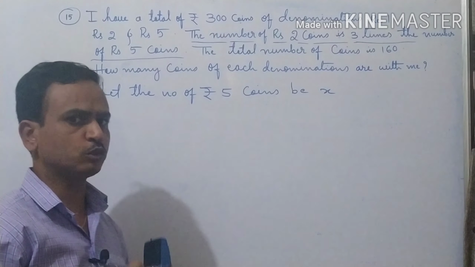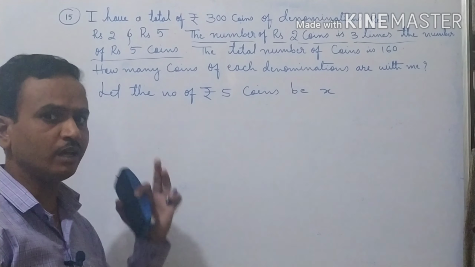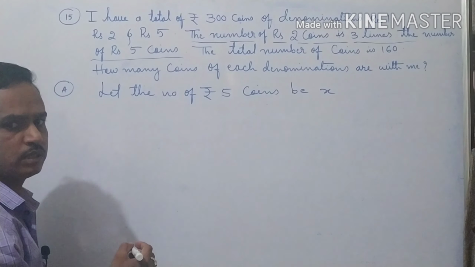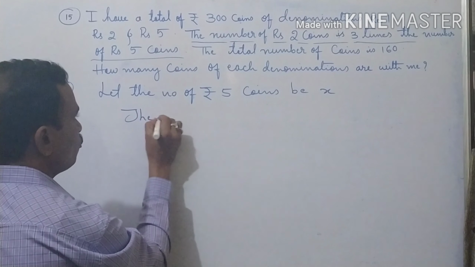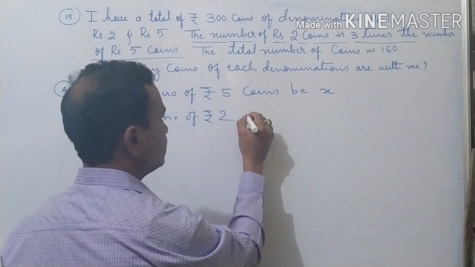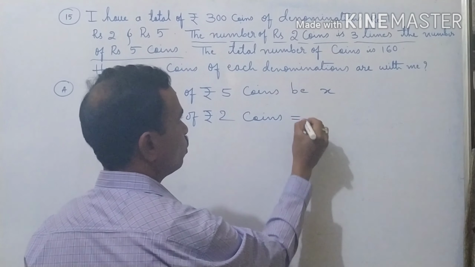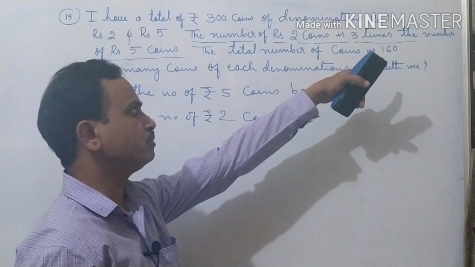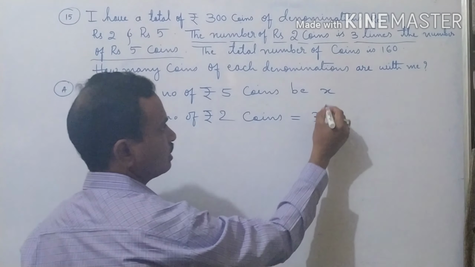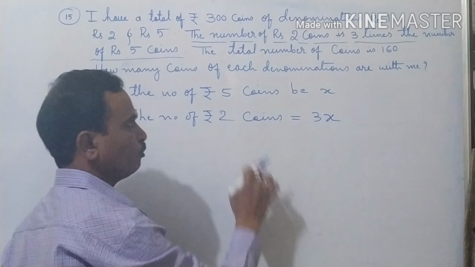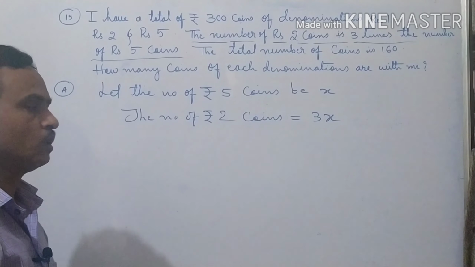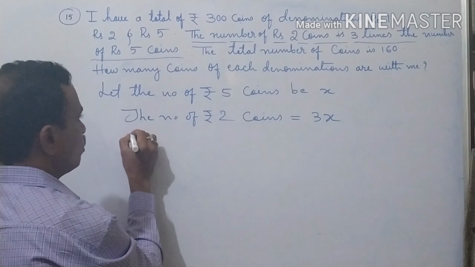Okay, the number of 5 rupees coins, how many are there? We don't know. So what should we take here? We should take x. Now according to the question, the number of 2 rupees coins is 3 times the number of 5 rupees coins. The number of 5 rupees coins is x, so here we should take 3x.